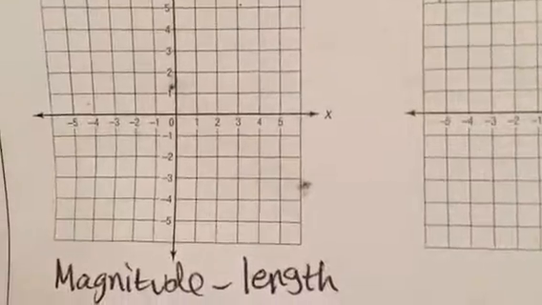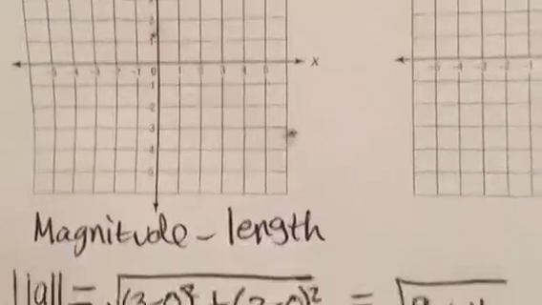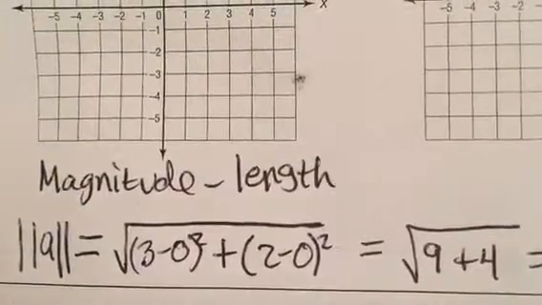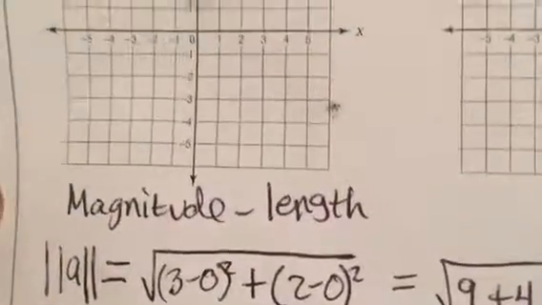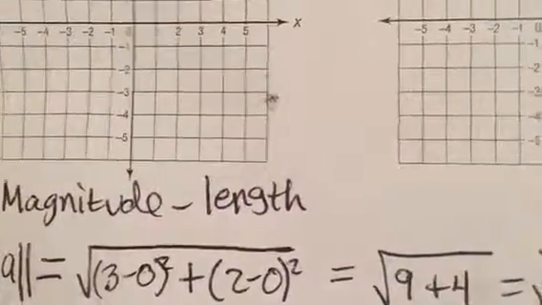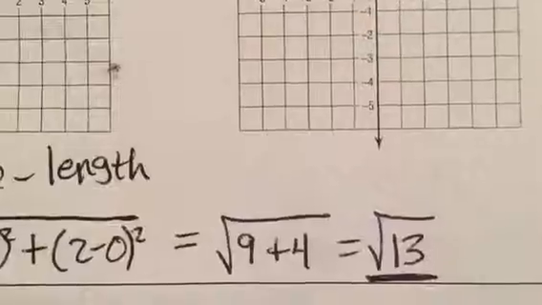So how do we find length? Between 2 points, we use the distance formula. So the magnitude of our vector A, or 3, 2, is the square root of 3 minus 0 squared plus 2 minus 0 squared, and that's equal to the square root of 13.